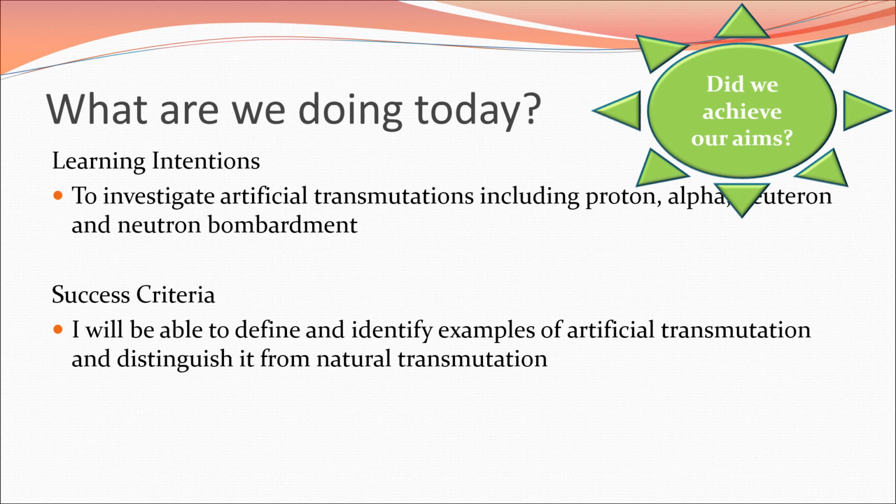So, did we do our aims? Yes, we did talk about artificial transmutation, where we bombard an atom with a proton, an alpha particle, a deuteron, which is a hydrogen atom with another neutron, or we shoot a neutron at it. And we've given you plenty of examples of what this looks like.